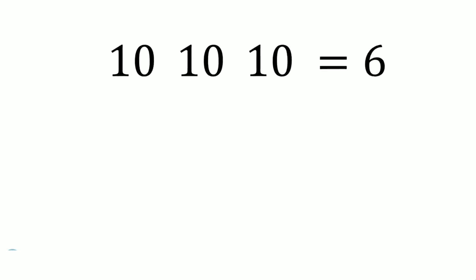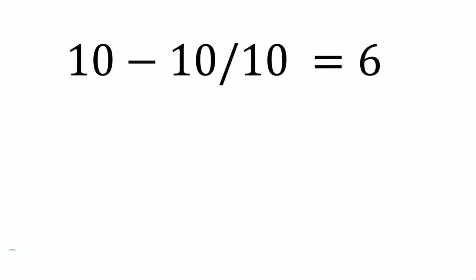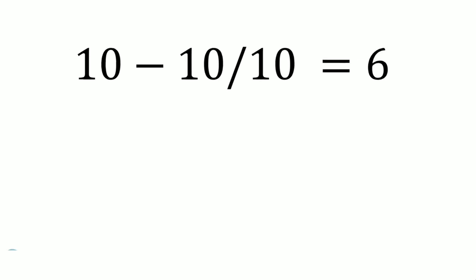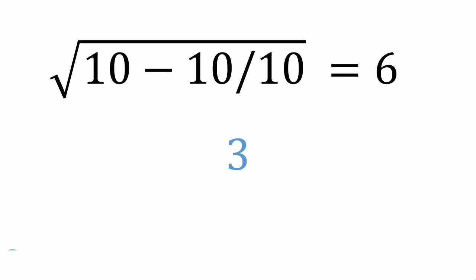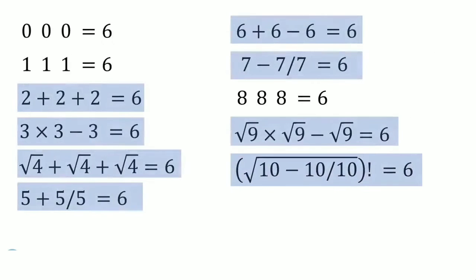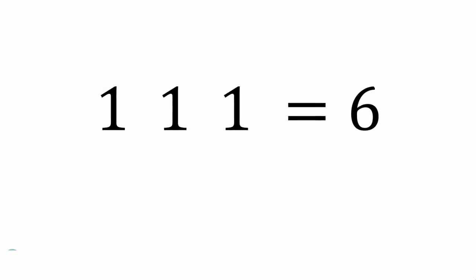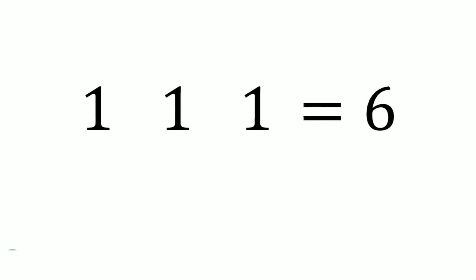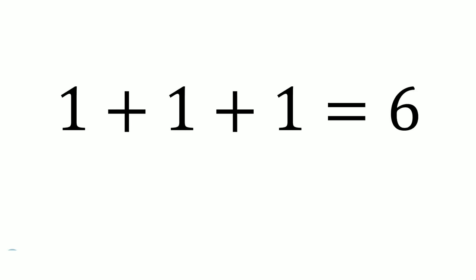Now let's solve for 10, 10, 10. Let's do this in steps. We do 10 minus 10 over 10. And at this point, the result is 9. We now take the square root of this to get to 3. And then we take the factorial. So that's how we can get 10, 10, 10 equals 6.